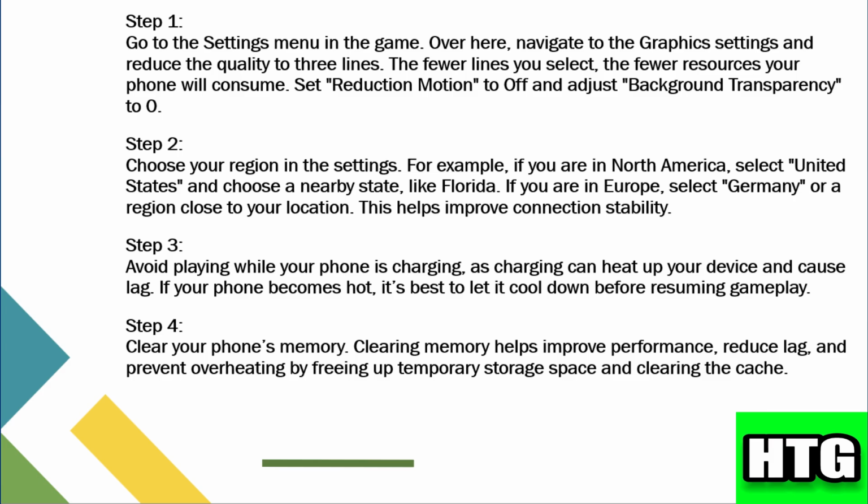Step 2. Choose your region in the settings. For example, if you are in North America, select United States and choose a nearby state like Florida. If you are in Europe, select Germany or a region close to your location. This helps improve connection stability.